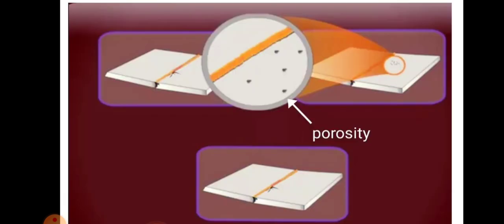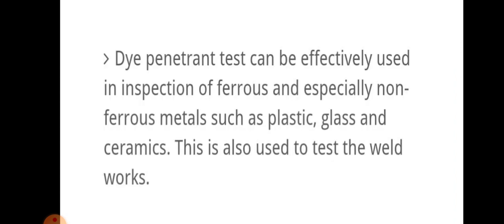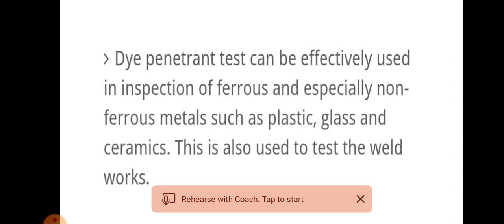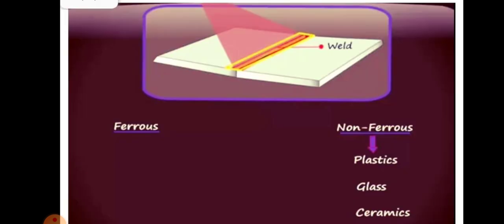Okay, so you can see porosity, cracks and cold shuts. The dye penetrant test can be effectively used in inspection of ferrous and especially non-ferrous materials such as plastic, glass and ceramics. This is also used to test weld work. Here we can see ferrous material, and non-ferrous material also, such as plastic, glass, ceramics, etc.